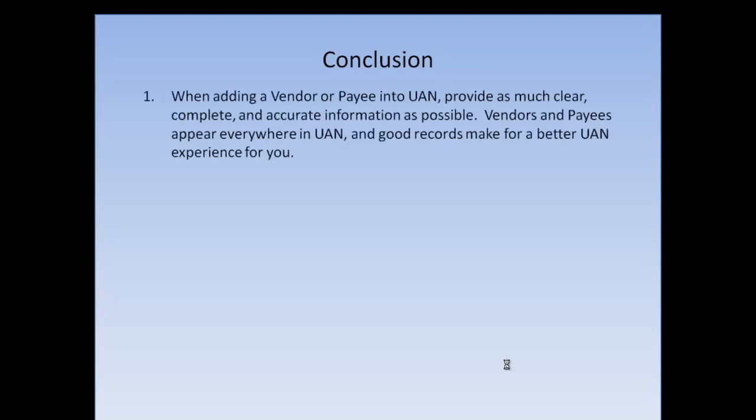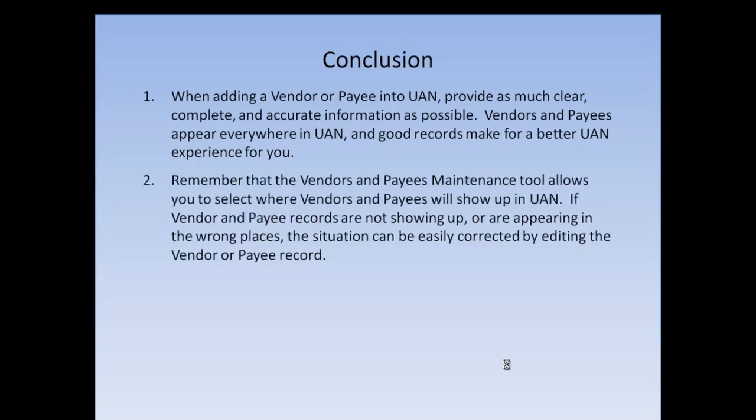The key points you will want to remember for maintaining vendors and payees are: 1. When adding a vendor or payee into UAN, provide as much clear, complete, and accurate information as possible. Vendors and payees appear everywhere in UAN, and good records make for a better UAN experience for you. And 2. Remember that the Vendors and Payees Maintenance tool allows you to select where vendors and payees will show up in UAN. If vendor and payee records are not showing up, or are appearing in the wrong places, the situation can be easily corrected by editing the vendor or payee record.